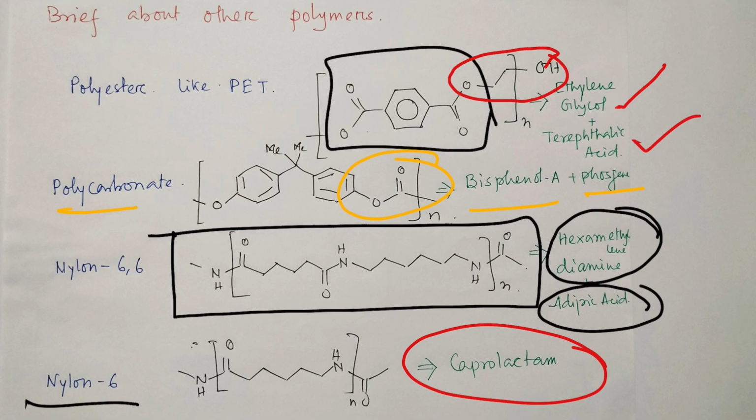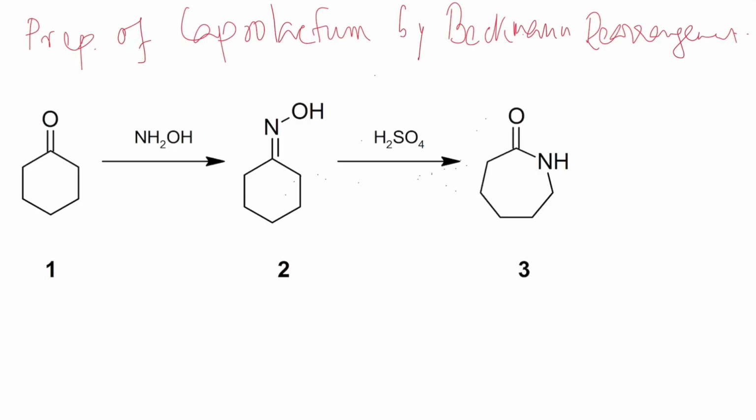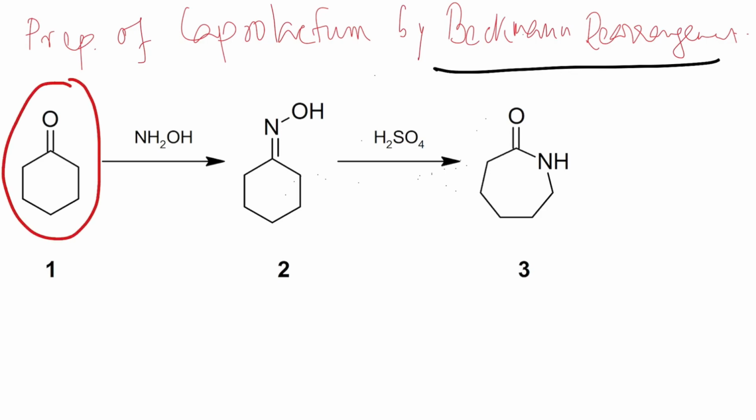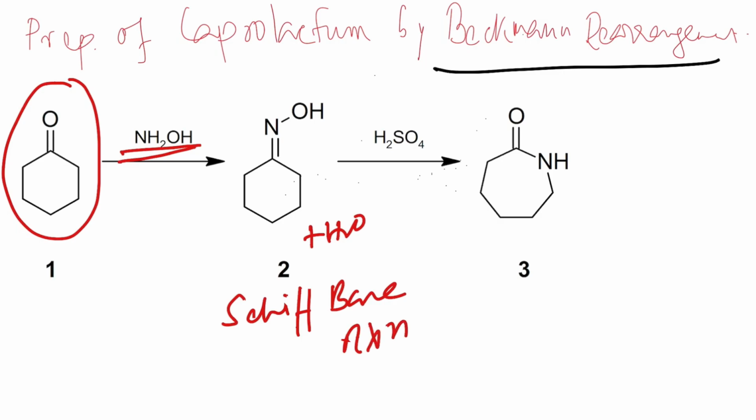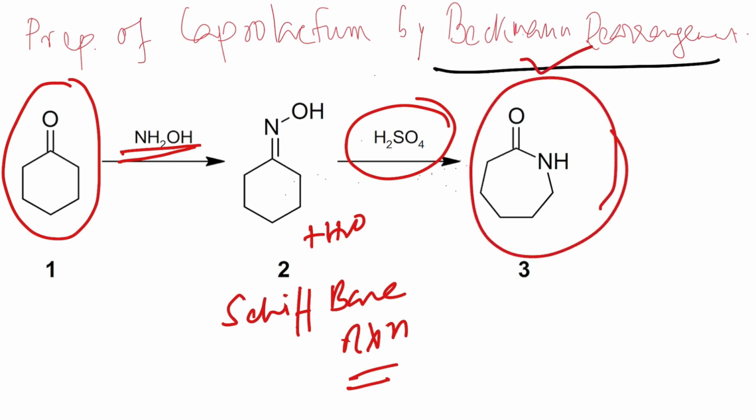So how is this caprolactam produced? It is produced by Beckmann rearrangement. I have already discussed it in a dedicated video, you may visit. First in Beckmann, cyclohexanone reacts with hydroxylamine and produces this oxime plus water. This is actually a Schiff base reaction. In the next step, they use sulfuric acid, protonate, and elimination is possible. I have already discussed Beckmann rearrangement, so you may visit for the mechanism.